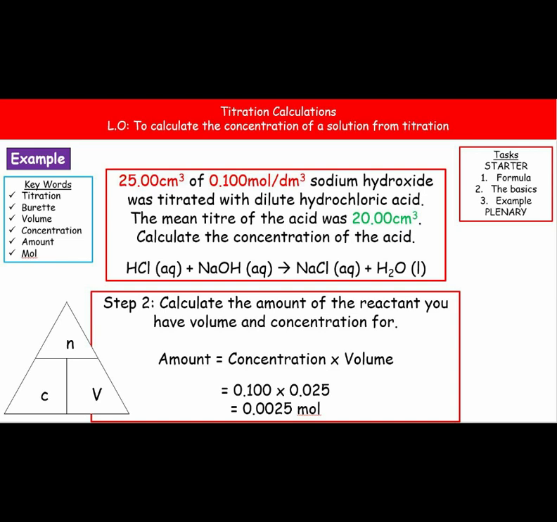Then what we've got is a concentration and a volume in the question, the bits in red, so we can substitute them in. So our concentration is 0.1 and our volume in decimeters cubed, remember, is 0.025. So 0.1 times 0.025 gives us 0.0025 mole. So that's our amount in moles of sodium hydroxide.